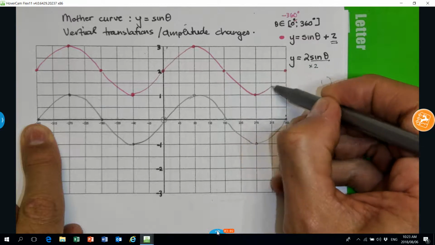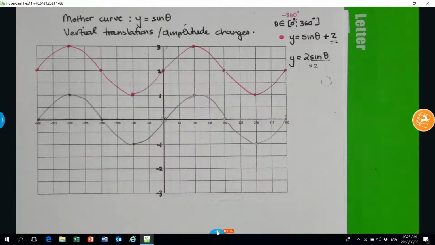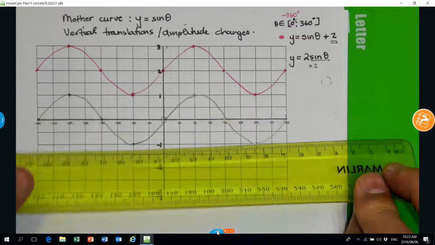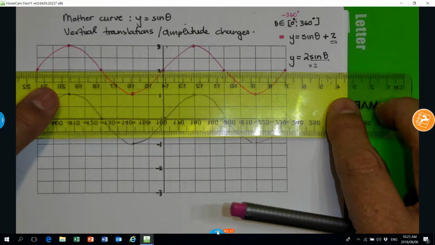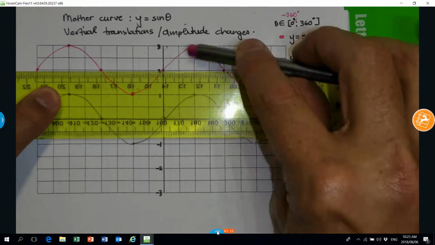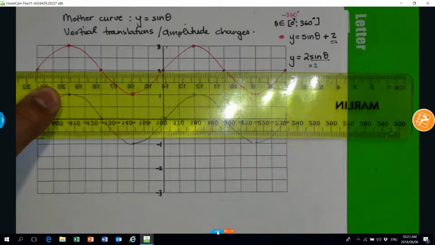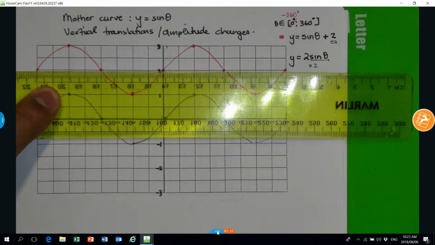The amplitude, folks, don't get it wrong, the amplitude is not 3. The amplitude is where the rest line would lie. Now the rest line has moved up, which was the x-axis, by the way, moved up 2 as well. So the rest line lies over there. And the maximum distance that this curve is away from the rest line is still 1. So the amplitude of this curve did not change. Okay, the amplitude is still 1.